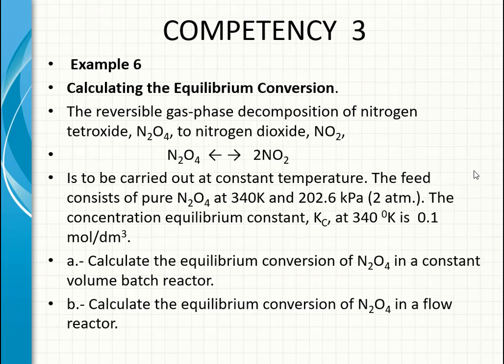The feed consists of pure N2O4 at 340 K and 202.6 kilopascals, which are 2 atmospheres. The concentration equilibrium constant Kc at 340 K is 0.1 moles per liter. A. Calculate the equilibrium conversion of N2O4 in a constant volume gas reactor. And B. Calculate the equilibrium conversion of N2O4 in a flow reactor.